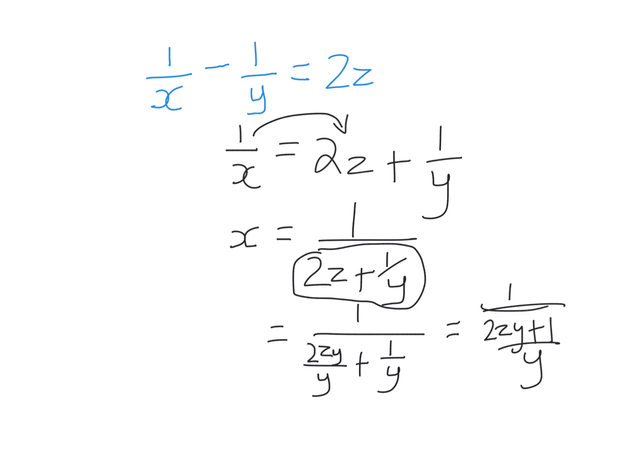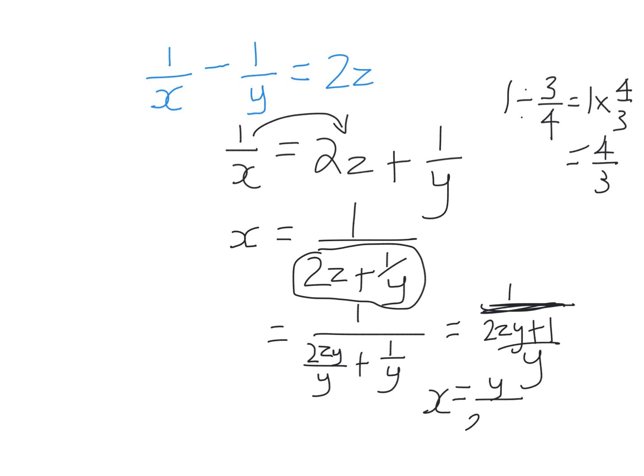Now, when you take 1 divided by a fraction, all you do is flip it. For example, 1 divided by 3/4, remember, is the same as 1 times 4 over 3. It's just 4 over 3. When you have 1 divided by a fraction, you just flip it. So 1 divided by this fraction here, I simply just flip the fraction. So I get x equals y over 2zy plus 1. x here is the subject and we're done.